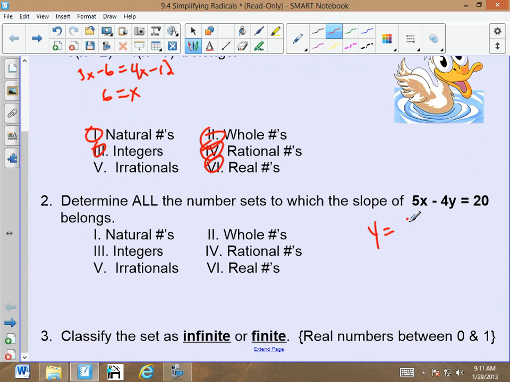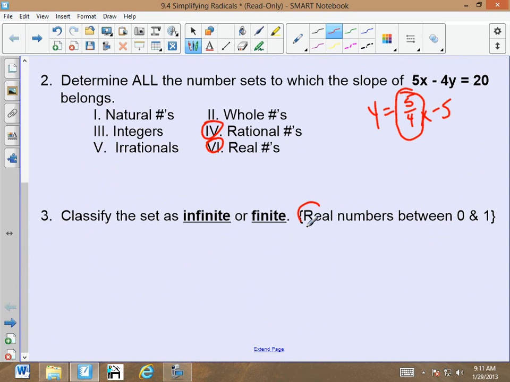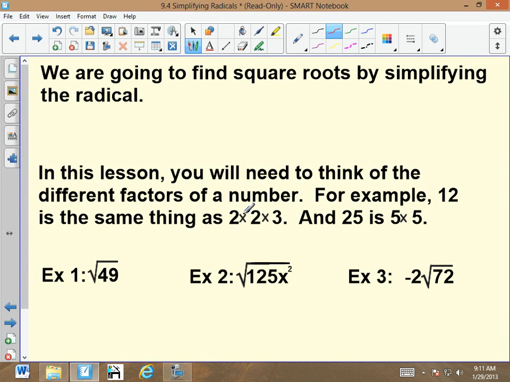My slope here is going to be 5 over 4x minus 5. So my slope is 5 over 4. That is a rational and real number. It's a fraction, so it is not an integer. I see real with no equal sign. That means infinite. Okay.